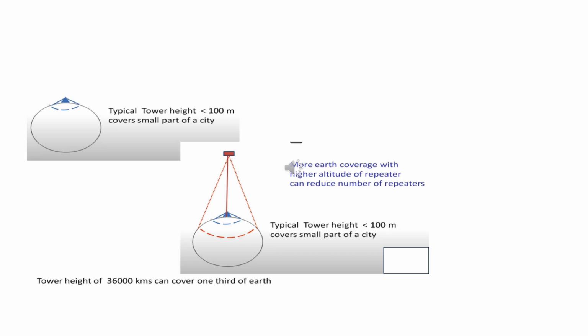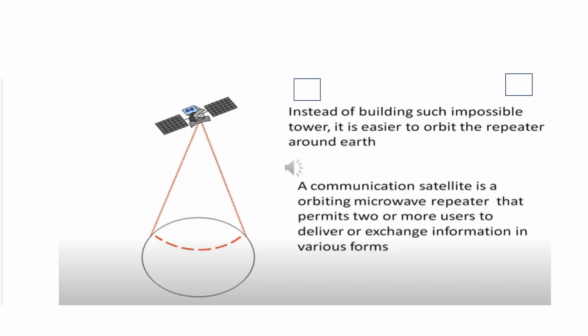So what will be the next solution? The solution will be implementing one floating object, that will be our satellite. We can term this a repeater also. Instead of building such an impossible tower, it is easier to orbit the repeater around Earth. A communication satellite is an orbiting microwave repeater that permits two or more users to deliver or exchange information in various forms.